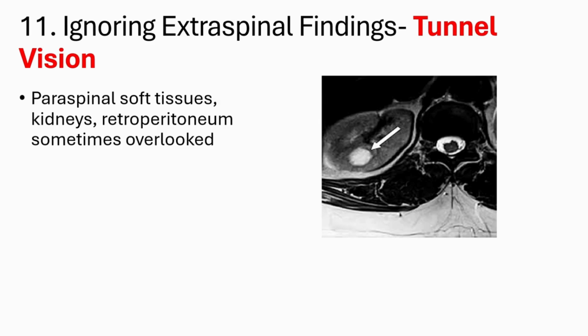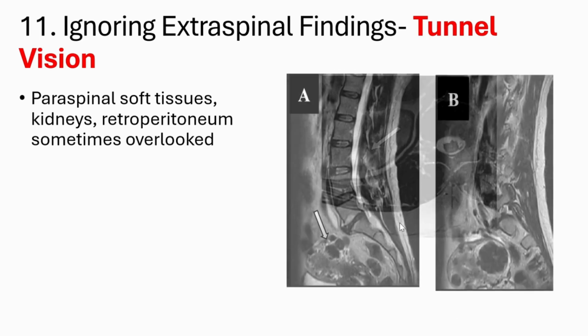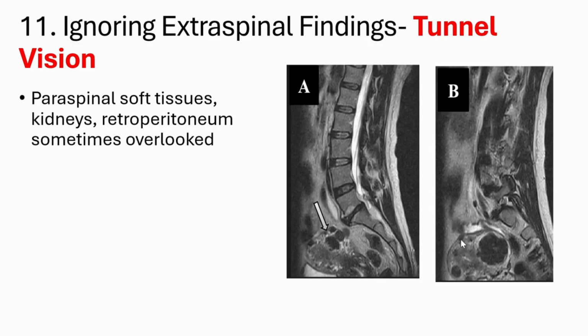Now, ignoring extra-spinal findings, that is tunnel vision. During reporting of the spine, paraspinal soft tissue should be mentioned in the report, like kidney, retroperitoneal structures, pelvic structures, if there is any abnormality. So this should be mentioned in the report. As we can see in this image, there is a T2 high signal intensity lesion noted in the right kidney, that is a cyst. And another one is that there is a complex lesion noted in the pelvic cavity. So this should be mentioned in the report.